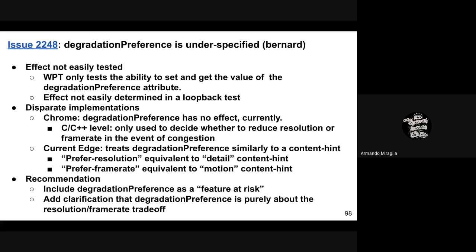So they took essentially prefer resolution as an indication that you wanted to make sure that the content was text or something that needed to be sharp, kind of the equivalent of the detail or the text content hint, and took the prefer frame rate one as an equivalent of motion. This was actually, at least as I understand it, very different from what is done in Chrome, which is that there is a very clear distinction, as I understand it, that degradation preference would only be about basically response to congestion, what you dial back.